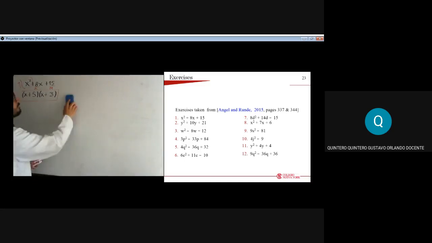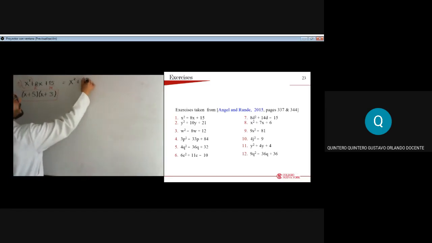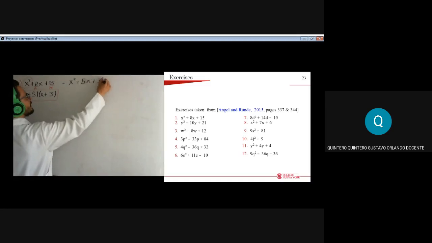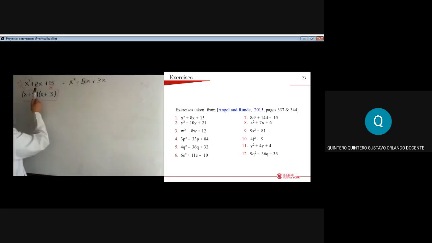Can this be solved differently? Sure. This can be solved using common factor by grouping. If you were to solve this by grouping, all you need to do is rewrite the 8x as 5x plus 3x. 5x plus 3x is the same as 8x. So I'm expanding the 8x into two little terms.